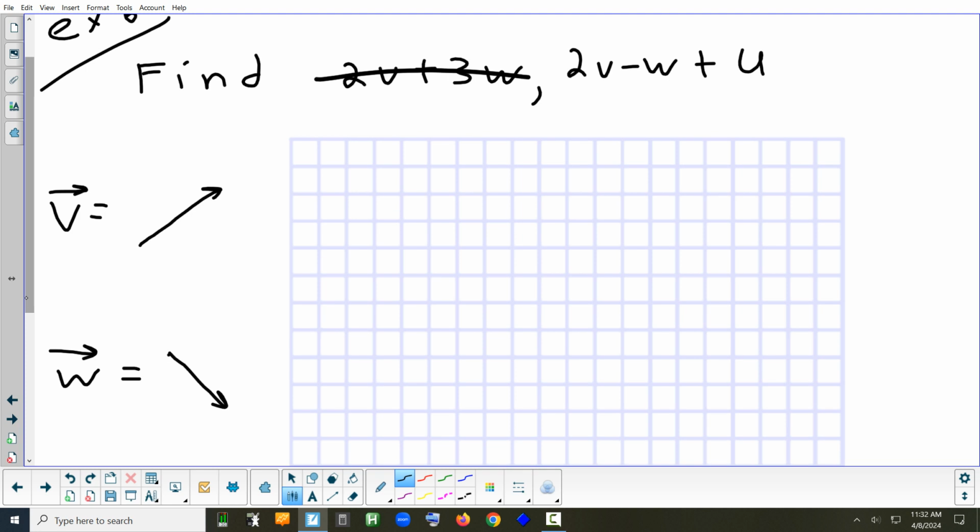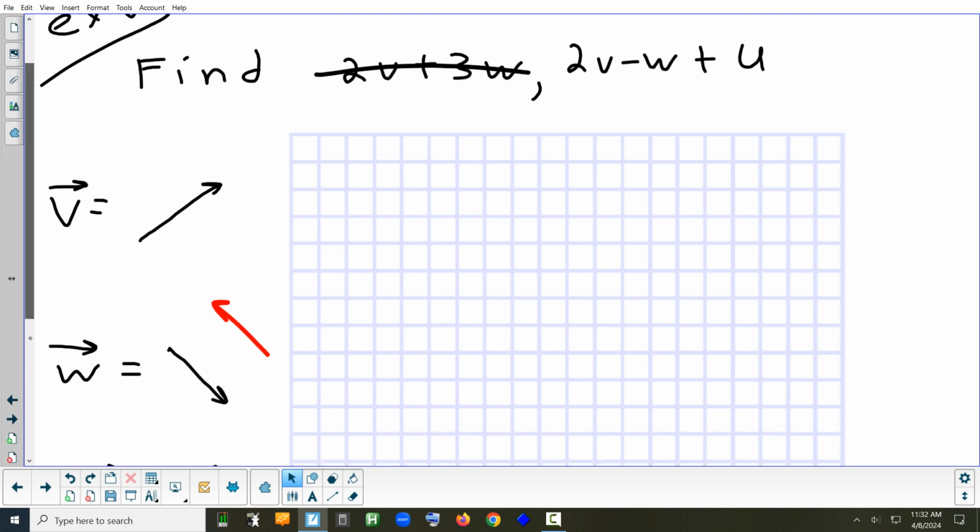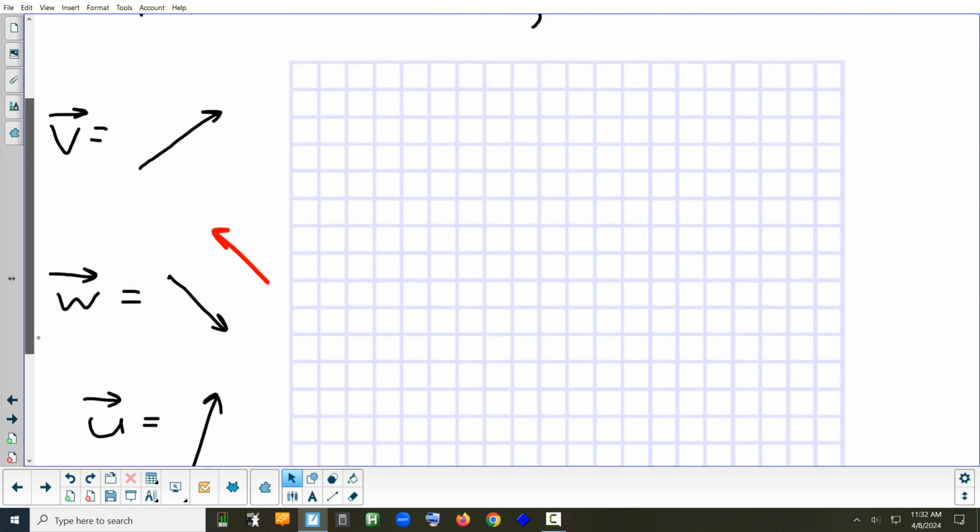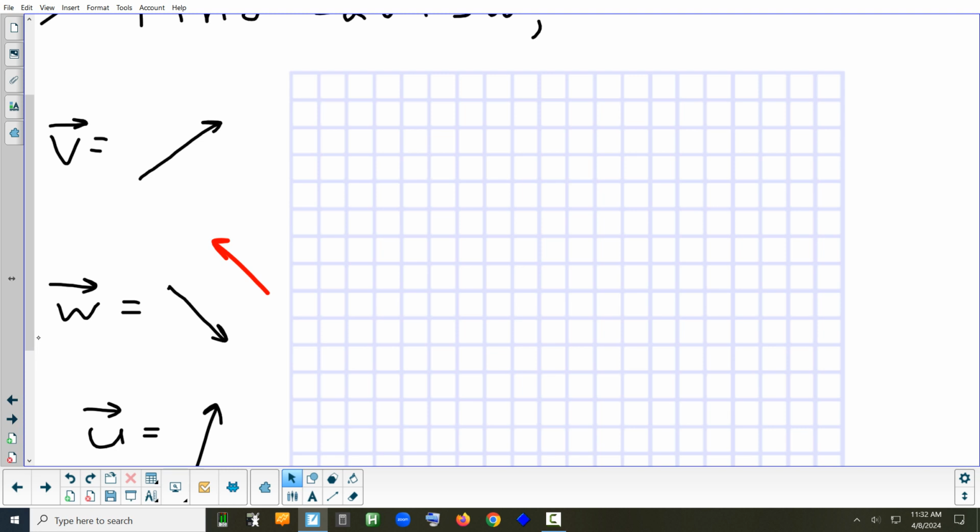All right. So v is up and to the right. Let's think about negative w. Okay, so negative w is going to be up and to the left, and u is up and to the right. So all these vectors are going up. So we should start down, kind of at the bottom of the grid. We've got one going right, we got some right, and we got some left. So I would kind of start in the middle of the bottom.